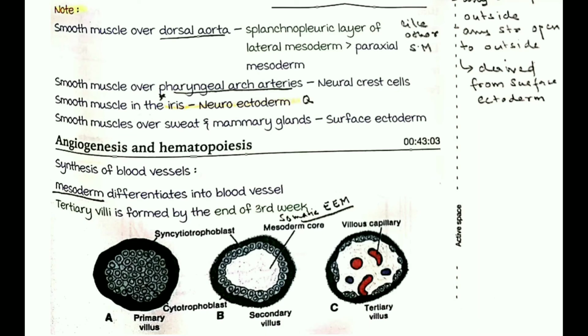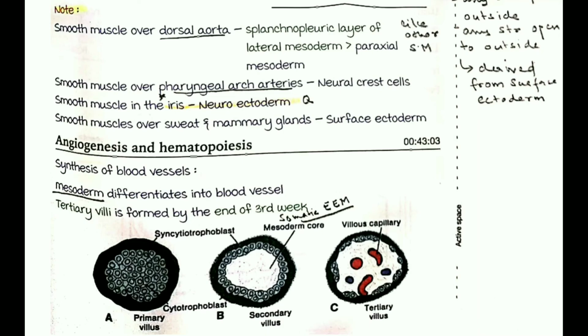Now in the third week of development, two more important processes take place other than gastrulation and neurulation. Neurulation I'll talk about in a future video. The other two important processes, angiogenesis and hematopoiesis, take place in the third week. So what is angiogenesis and what is hematopoiesis? Angiogenesis is the synthesis of blood vessels. And from which germ layer are the blood vessels formed? It is derived from the mesoderm. So the mesoderm differentiates into blood vessels, and thereby blood vessels are formed.